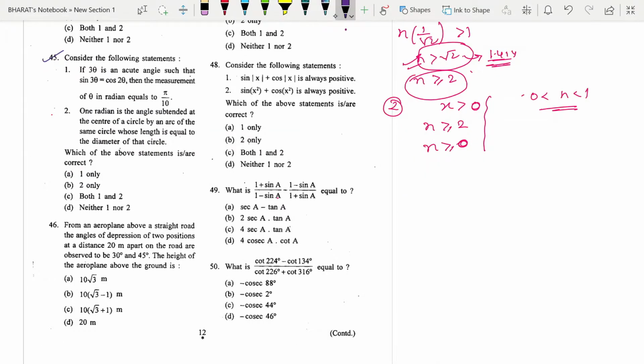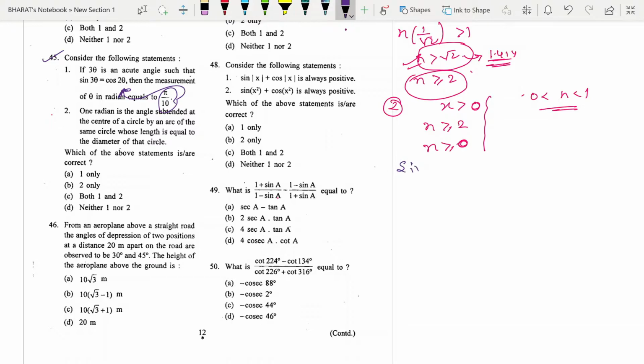Going to question number 45, what it is asking is that if theta is an acute angle such that sin 3 theta is equal to cos 2 theta, then the measurement of theta in radians is equal to pi by 10. Let's check whether this is satisfying. One way of solving is that we can change the whole equation into terms of sin theta and then find theta. But here we have theta in radians, so we can put this value in this equation and check whether it is true or not. If it is true, then we will say that is the correct answer.